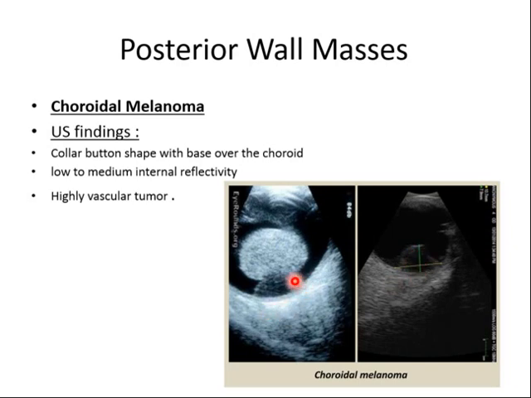And here, this one. What's this echogenic thing in the middle? I think it is vitreous hemorrhage inside the vitreous. This one is the mass.